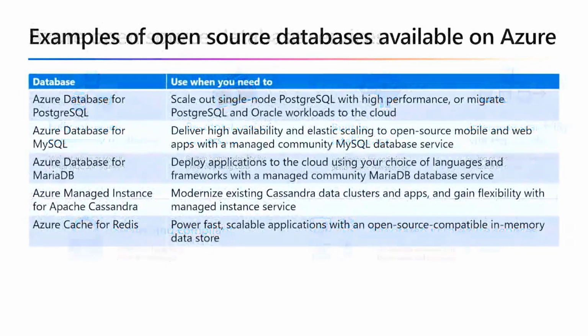Some examples of open source databases available in Azure include Azure Database for PostgreSQL, which provides scale-out single nodes with high performance, Azure Database for MySQL with high availability and elastic scaling with a managed community database service, Azure Database for MariaDB, which provides a choice in languages and frameworks, Azure Managed Instance for Apache Cassandra, which can help modernize your existing Cassandra data clusters, and Azure Cache for Redis, which provides support for fast, scalable applications with an in-memory data store.